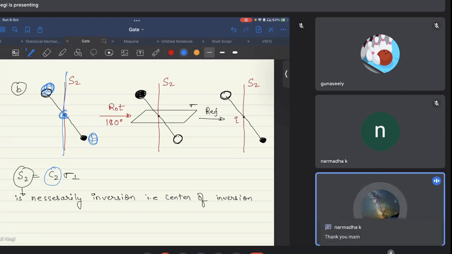Okay, and Gunasli? Ma'am, no doubt, ma'am. Okay. Yeah, you can work out whether I and C2 are actually giving me the similar configuration or a different one. And you can tell me in the next class.